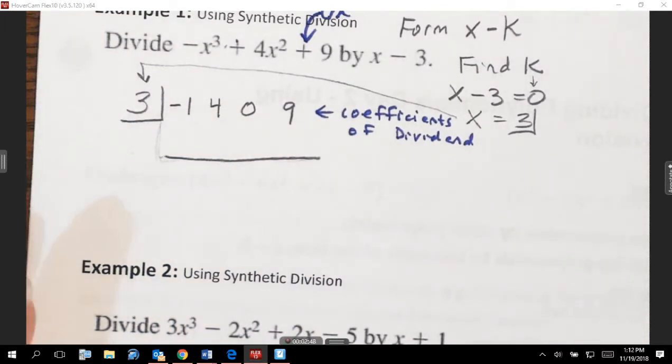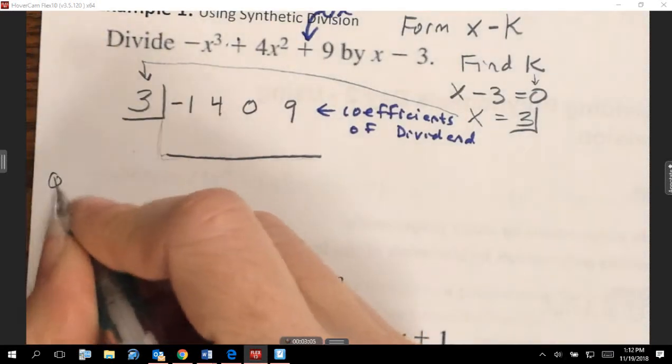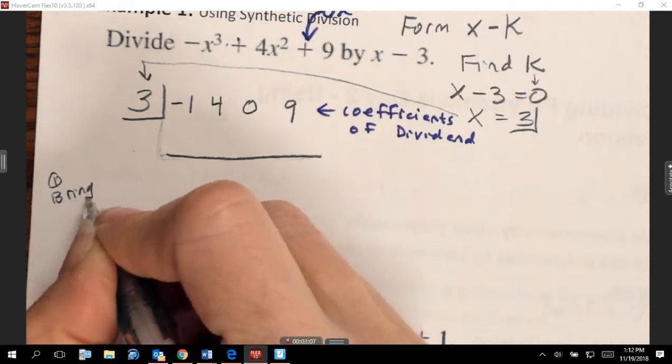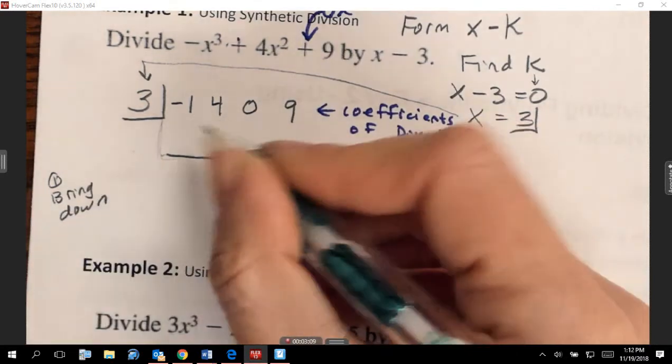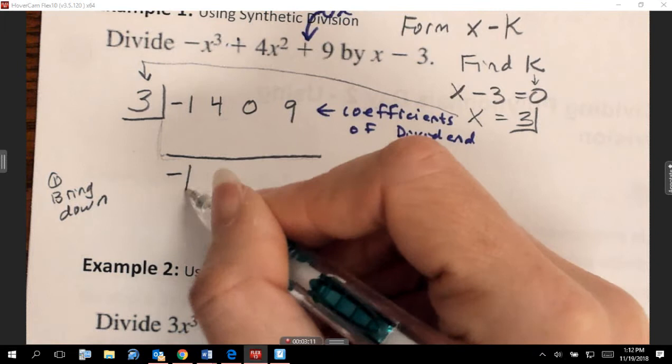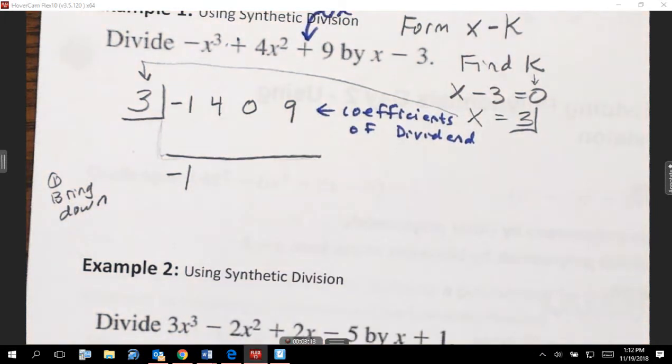So the rules are bring down, multiply, add, multiply, add, multiply, add, multiply, add, until you run out of stuff. What's my first rule? Bring down. So what I bring down is this -1 underneath the line. That's my first step. Bring down.